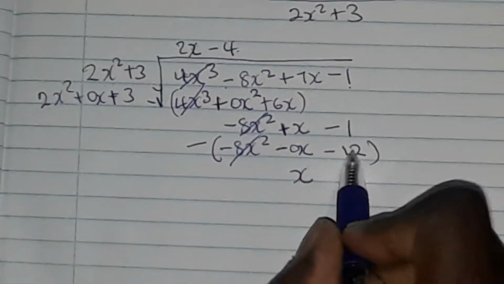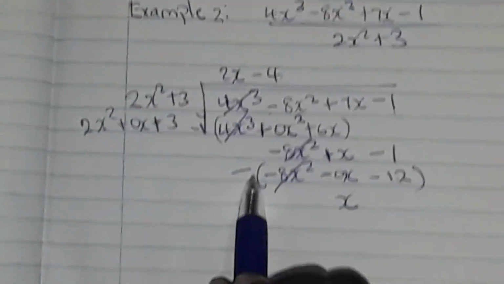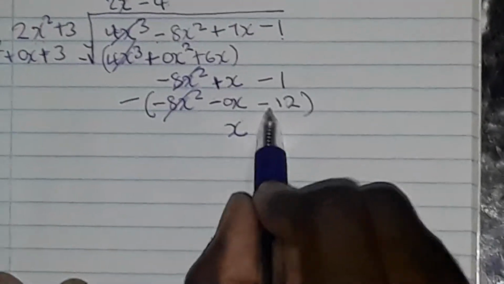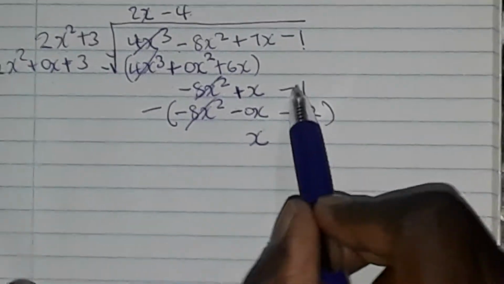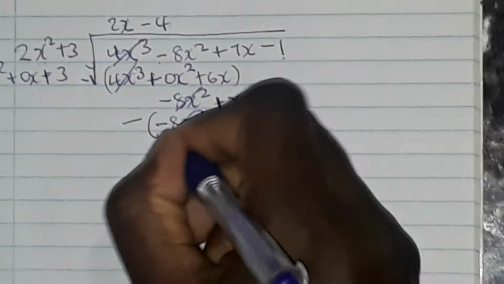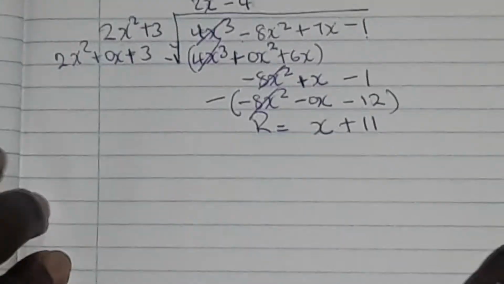And minus 12 minus 1. This will become positive because they have a negative sign outside of the bracket multiplying a negative 12. So this will become positive 12, minus 1, which gives us plus 11. So the remainder is x plus 11. So let's write that back in a conclusive state.